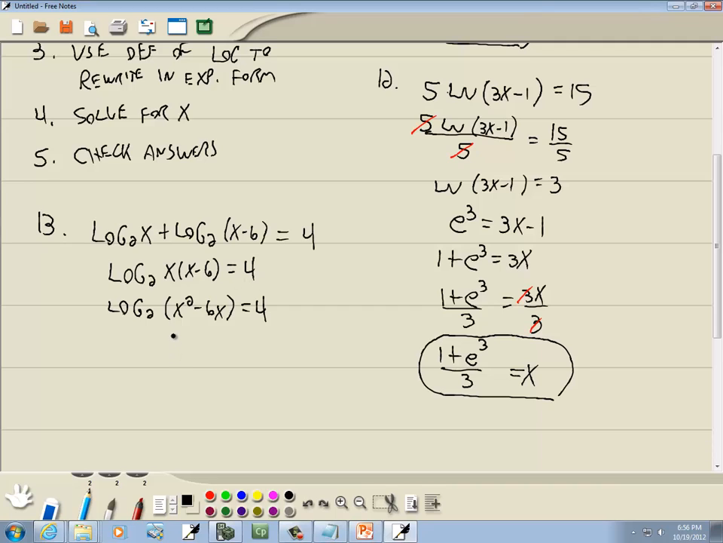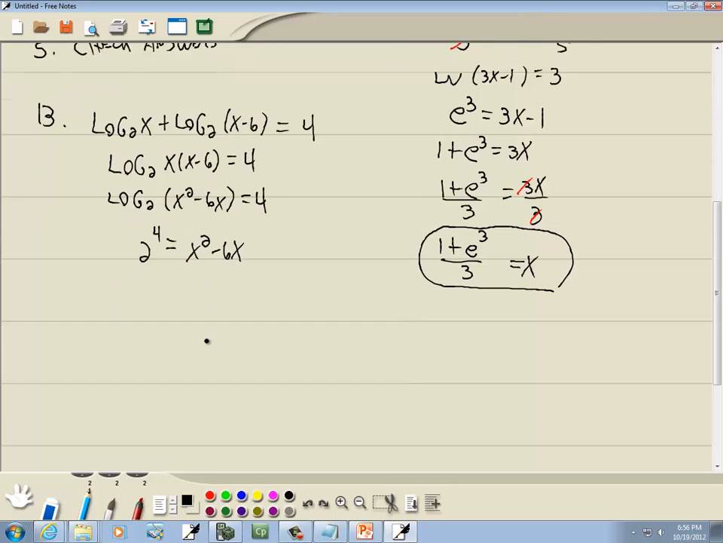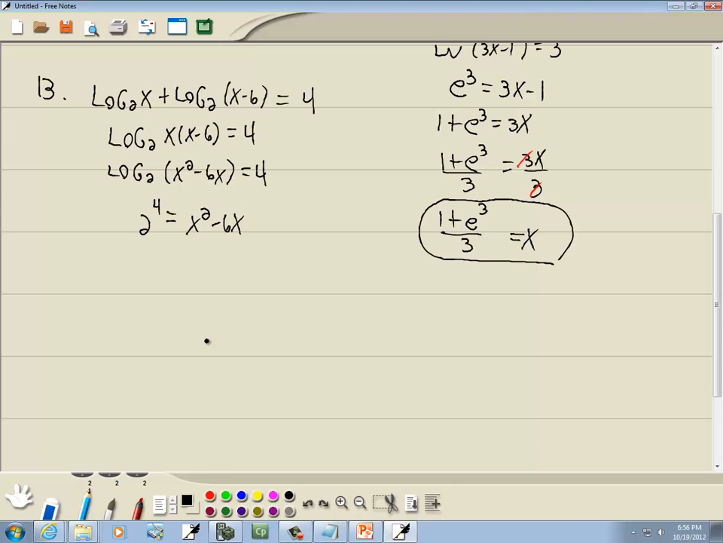Third step, use the definition of log to rewrite in exponent form. Because we've got our single log, now we're going to take our base, which is 2, to the power of the other side, so 2 to the 4th power equals what follows our log. Now in step 4, this is a quadratic. We've got an x squared, so we want to get everything over on one side and 0 on the other.